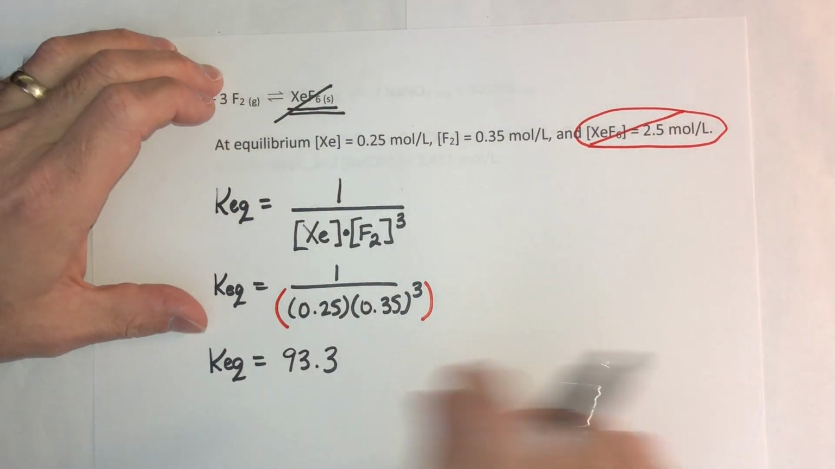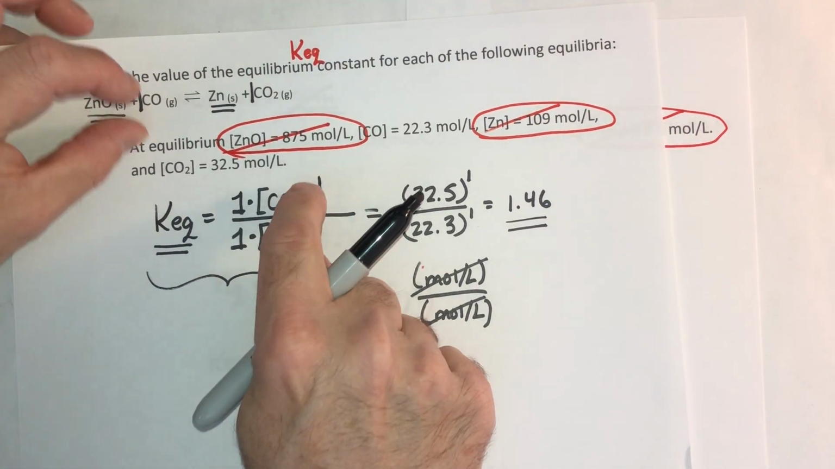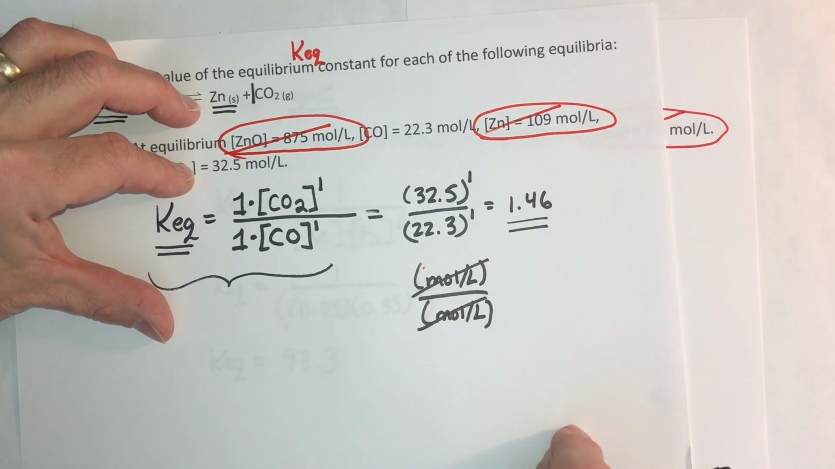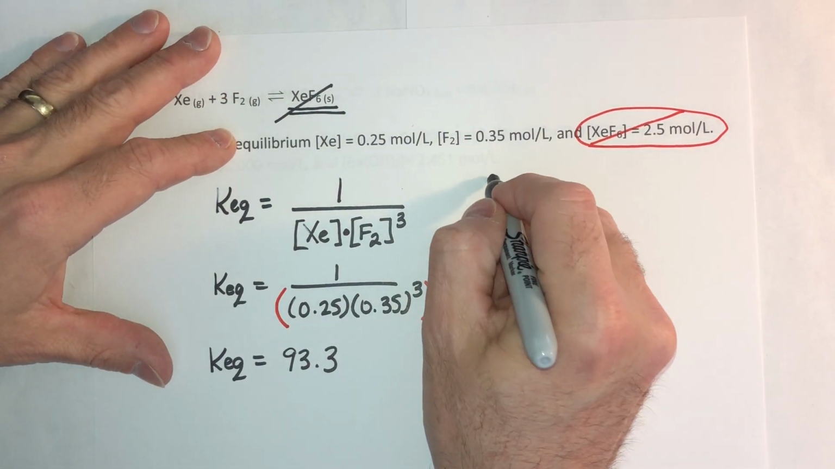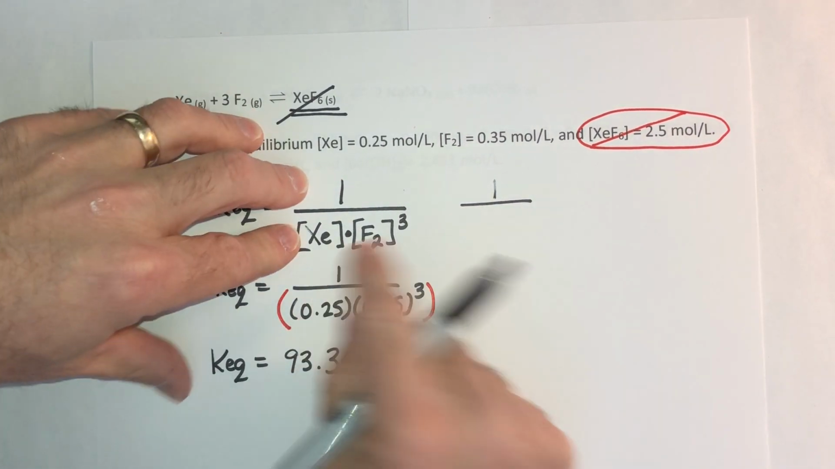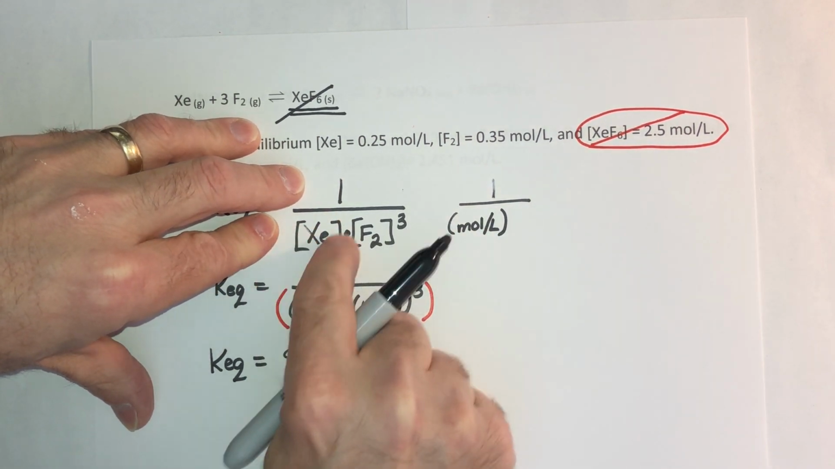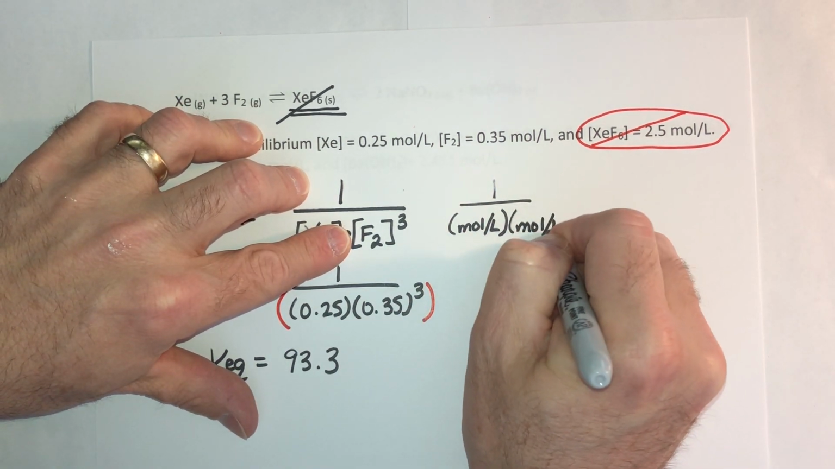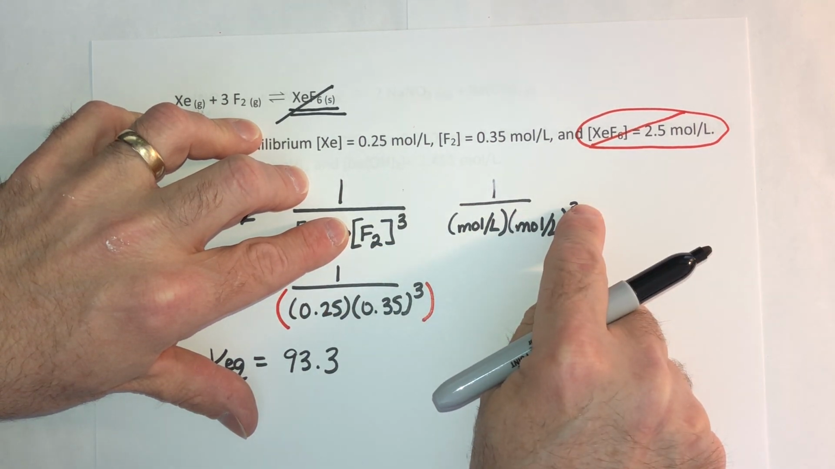Now, if we do talk units, right, this has different units. In the last one, you had a concentration over a concentration, moles per liter over moles per liter, and they just canceled. If I talk about the concentration units here, there's no units in the numerator because there's no concentration. What do you got in the bottom? I've got moles per liter. That would be the concentration for the xenon. And I've got moles per liter cubed, right? Because that's concentration of the fluorine cubed.